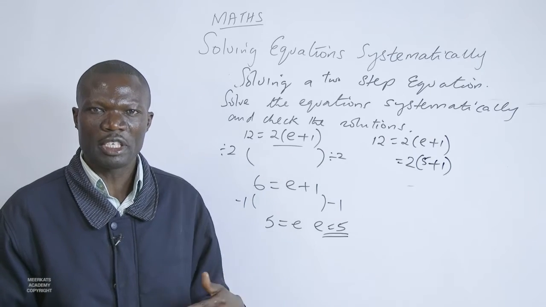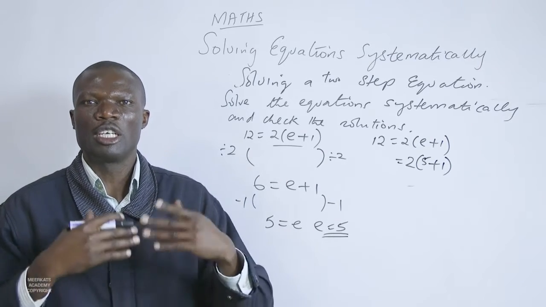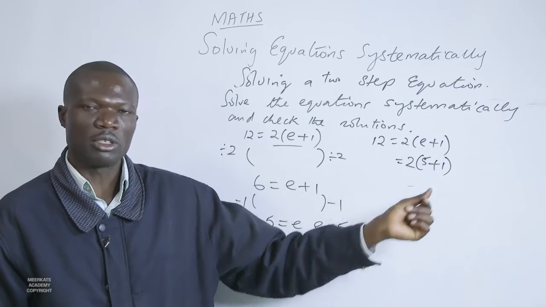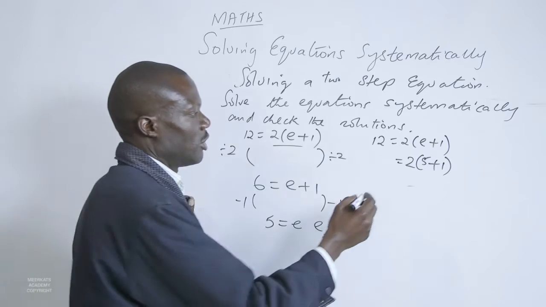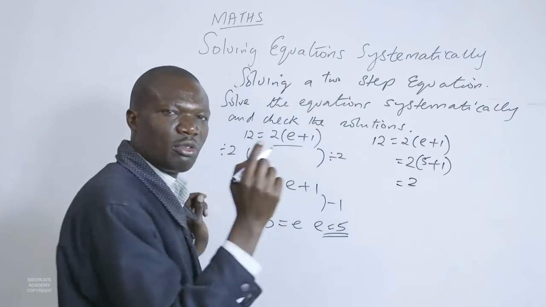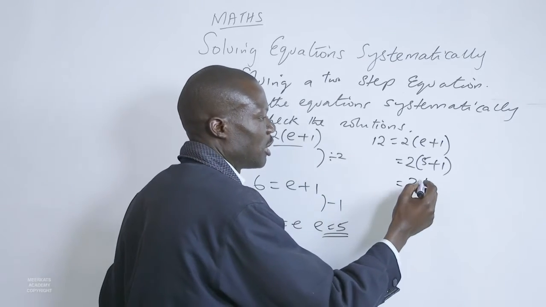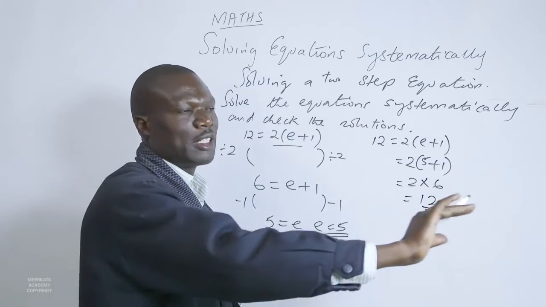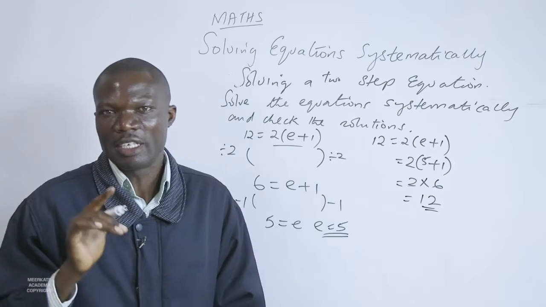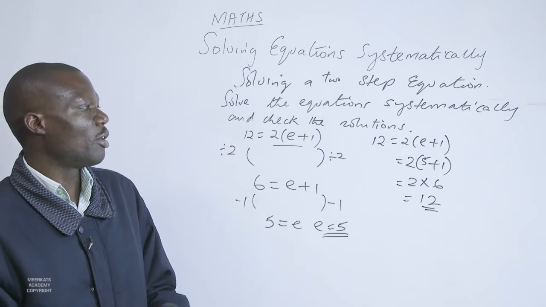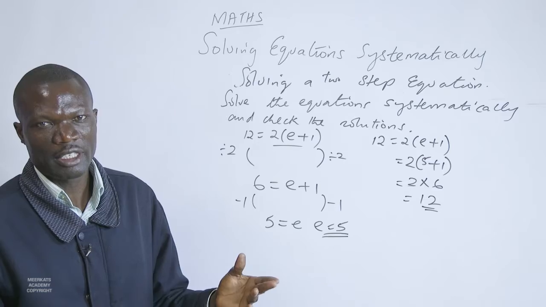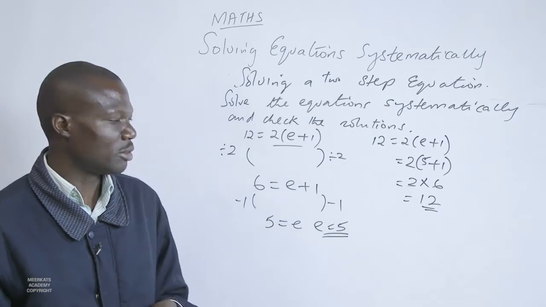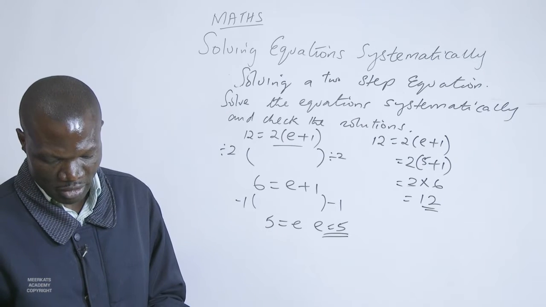From the order of operations that we learned earlier on, you find that we need to deal with what is inside the bracket first, then we move on. Which means that we shall deal with 5 plus 1, which gives us 6. So this one will be 2 into 6. This is the same as 2 times 6, which gives us 12. So the right-hand side has given us 12. Is it the same value that we had on the left-hand side? If yes, then the solution for the equation is e is equal to 5. That is the solution of this equation.